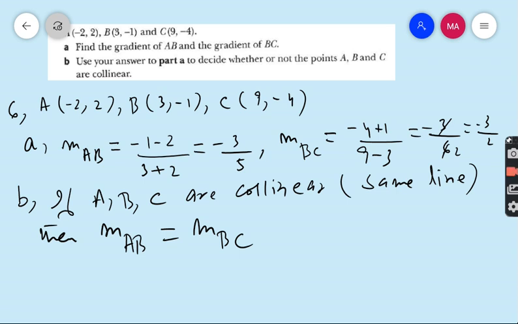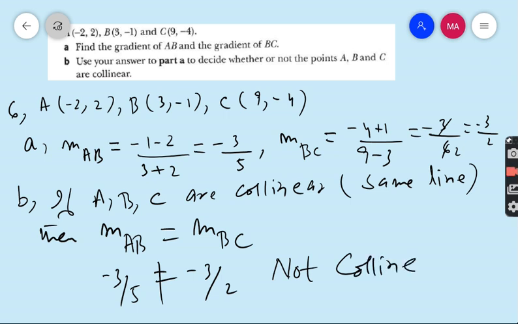Here the gradient of AB is minus 3 upon 5. Gradient of BC is minus 3 upon 2, which is not equal. Hence the answer is not collinear. This is the answer. Hope you understand.